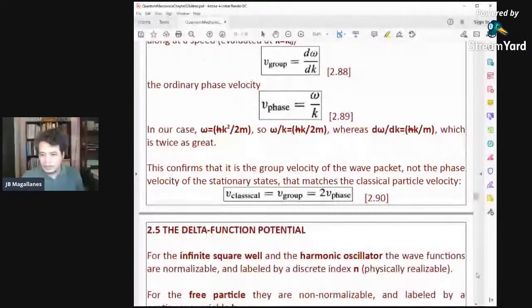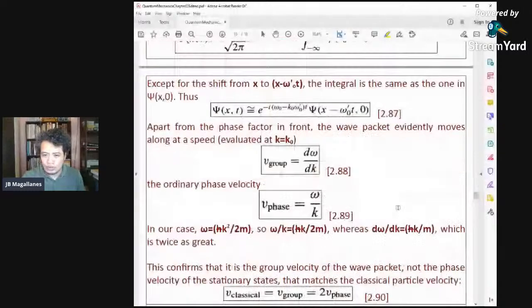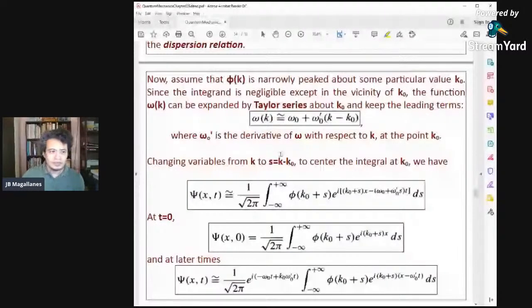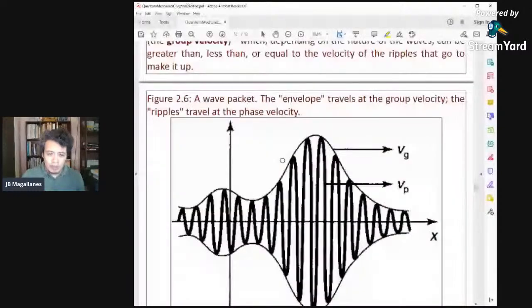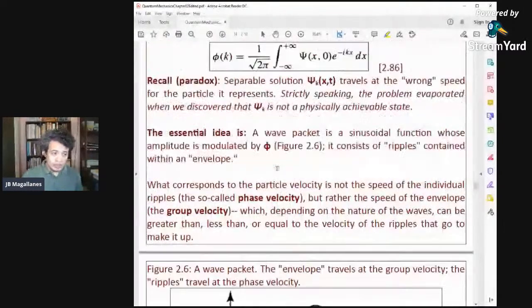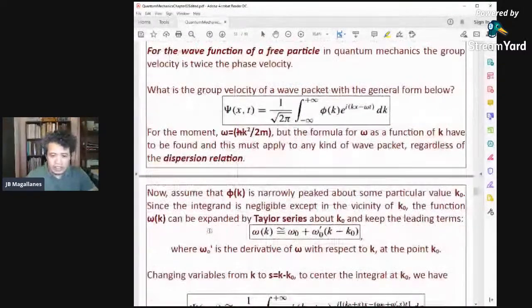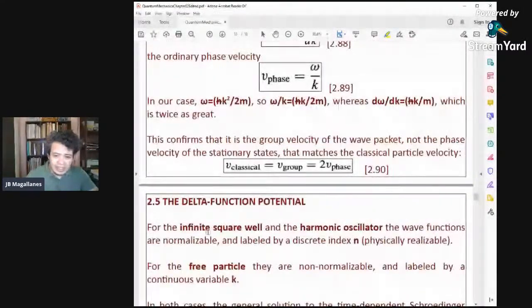So this is our lecture for today about the free particle. A free particle is different from the harmonic oscillator or a particle in an infinite well, because those two have quantized energy, but the wave packet does not.